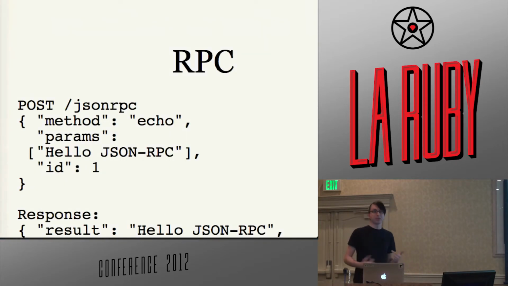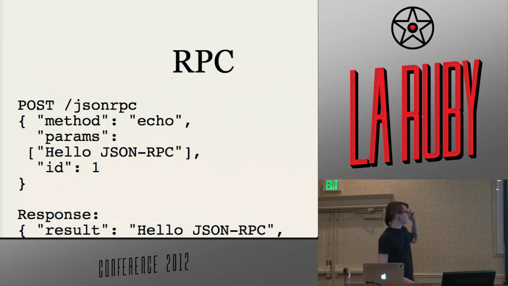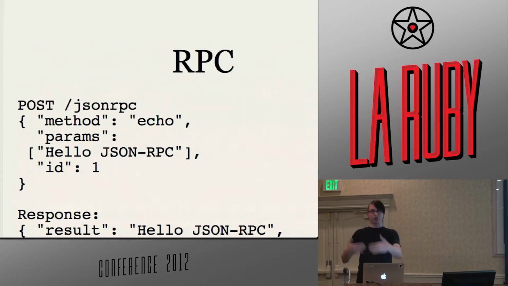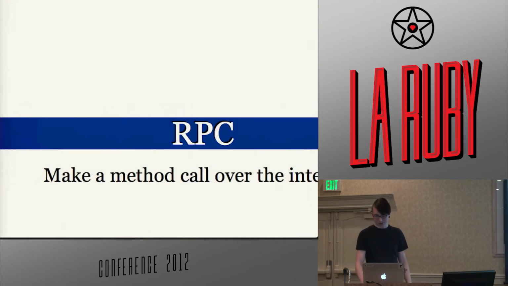The first one is RPC, or Remote Procedure Calls. So here's an example of making an API call to a JSON RPC. There's also XML RPC if that floats your boat. But basically the idea is that you post a method name and some parameters to an endpoint, and you get some sort of result back, right? It is a remote procedure call. You're calling things somewhere else. So its sort of philosophy on life is to make a method call over the internet. It's very like C, non-object oriented: call this function, give me some data back, right?